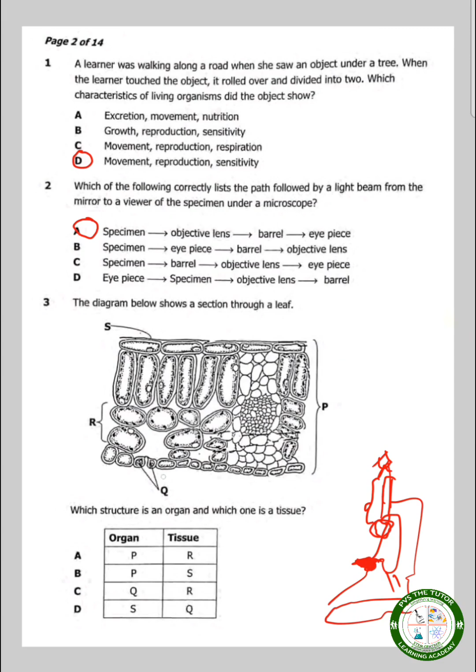Then we have Q. Q, they are cells. These are gut cells. P, the whole of P is an organ. Then this is a cuticle layer. Then this is a tissue because it's made up of what? Of cells. This is a tissue, it's made up of what? Cells. P, the whole leaf now is what? Is an organ, which gives our answer what? A there.